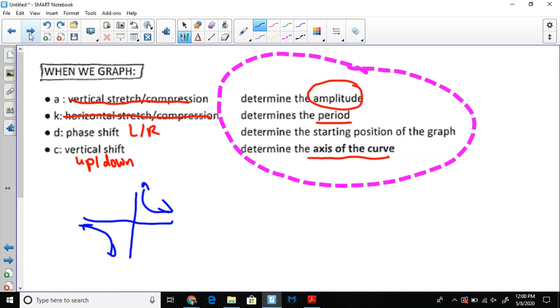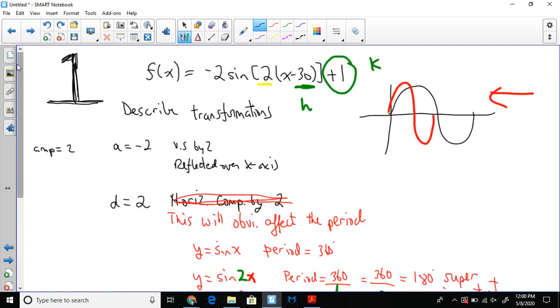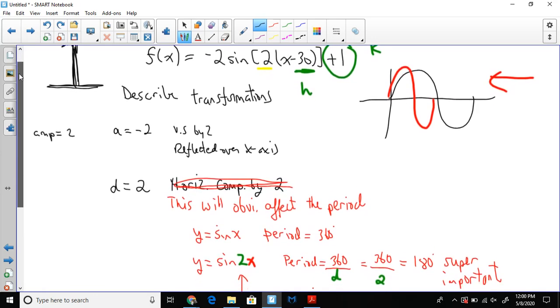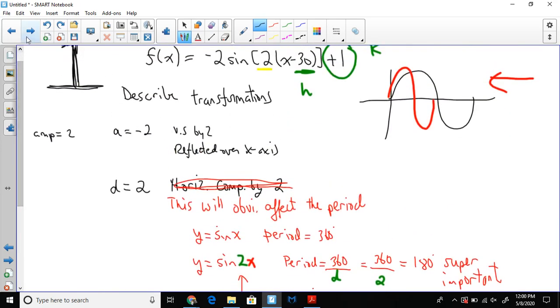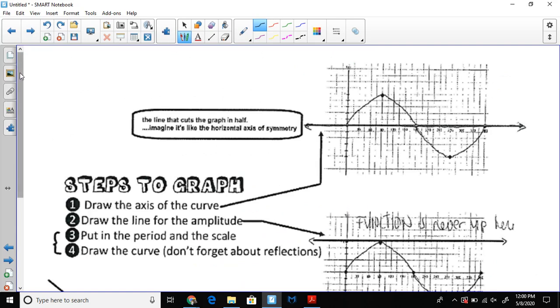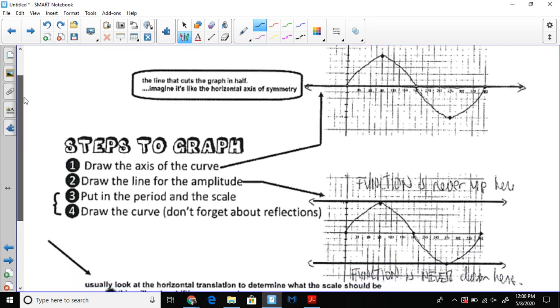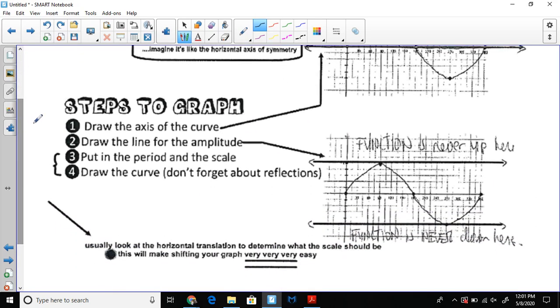So I hope that kind of makes sense. Again, we described the transformations: left, right, up, down, all that kind of stuff. Now when we sketch, there are certain steps we want to do to make sure we sketch things properly. First, we'll draw the axis of the curve. Then we will draw the line for the amplitude. We'll put in the period and the scale, and then we will draw the curve.